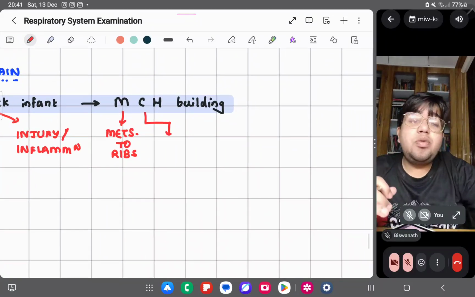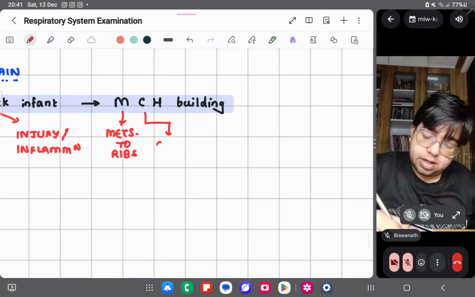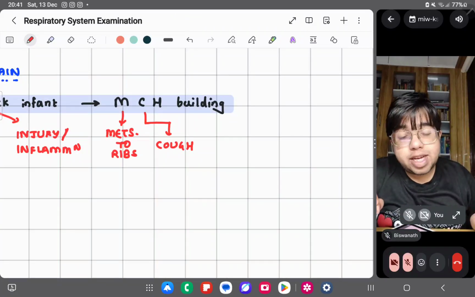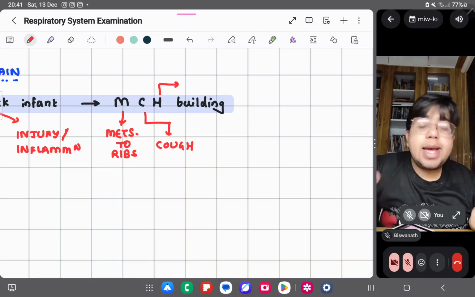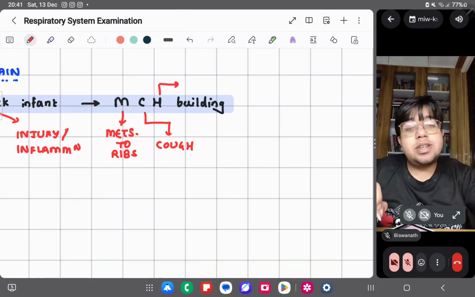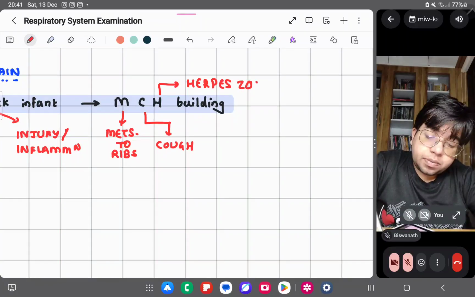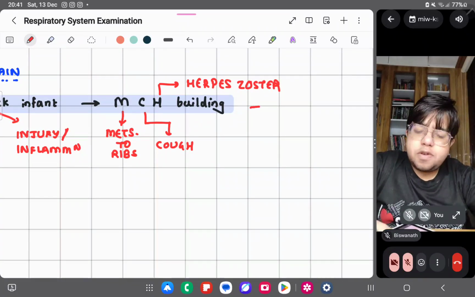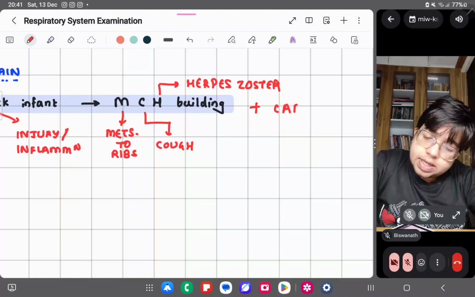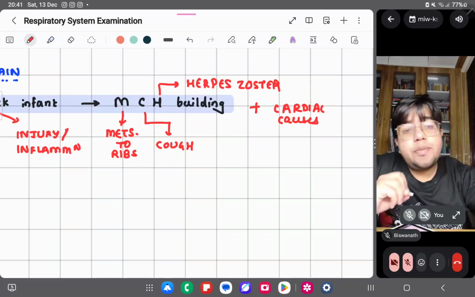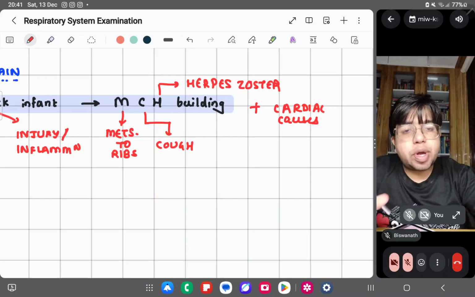C is basically due to coughing, excessive coughing. There may be a fracture also due to coughing, cough fracture. That may be the H. H is basically herpes zoster. And of course, you have the cardiac causes as well, cardiac causes of chest pain. Okay, these things are clear.